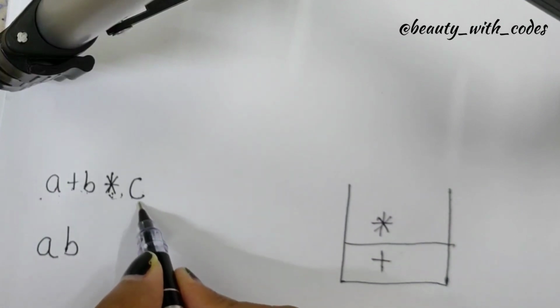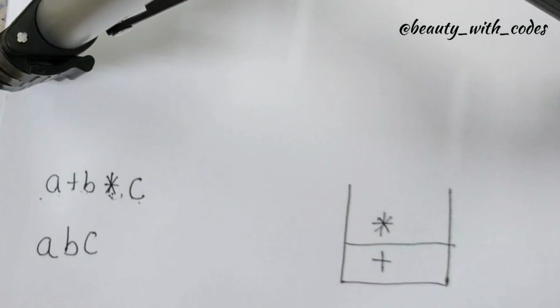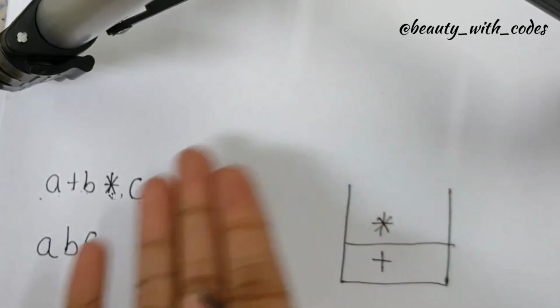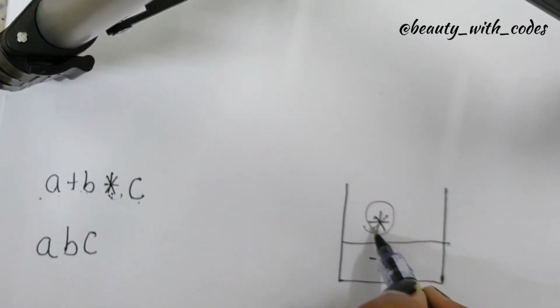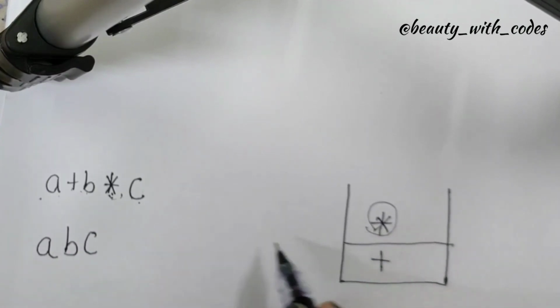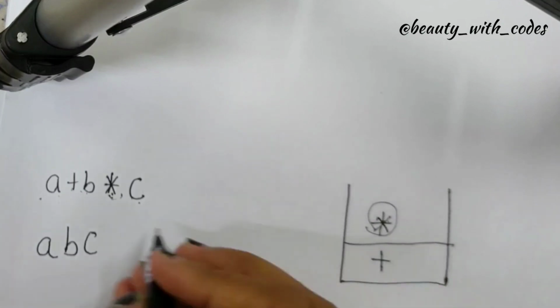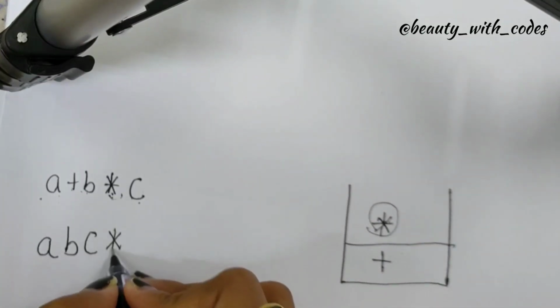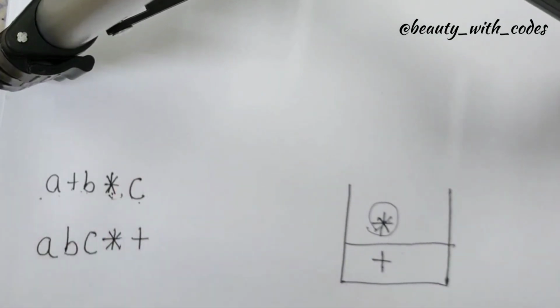After that, the last element is C. So C. Okay, since we have no more elements, we'll pop every element of our stack. So what is going to be popped first? This one. Why? Because the stack follows last in first out, isn't it? This is the last element we pushed or inserted in our stack, so this is going to be the first, and after that plus.